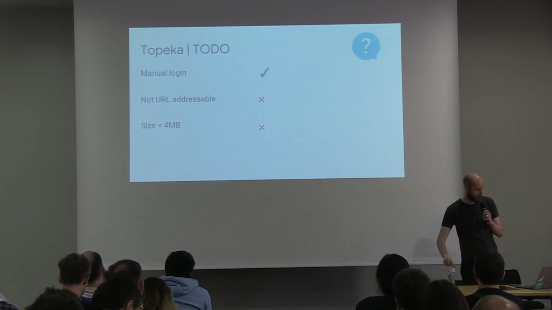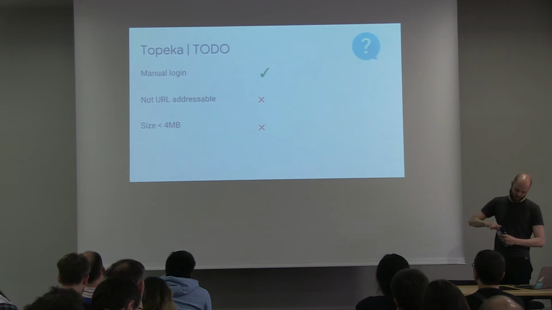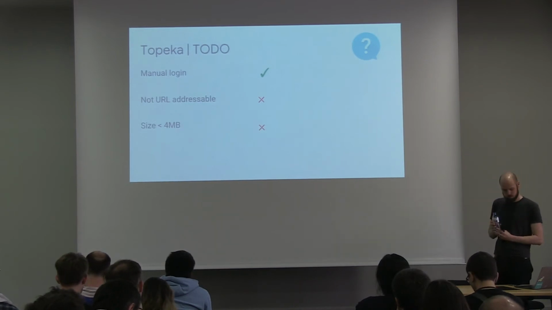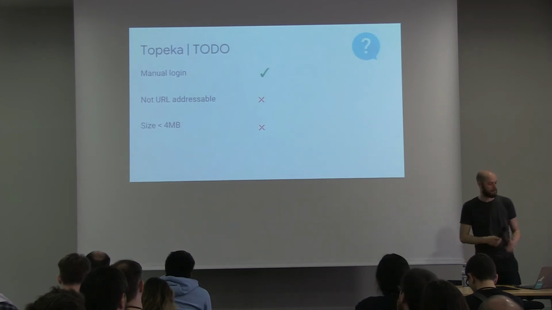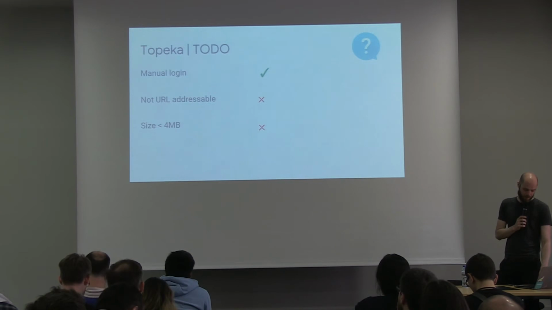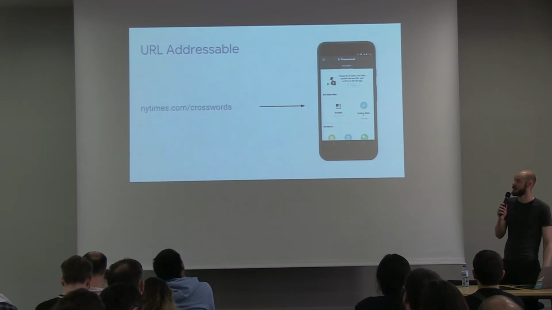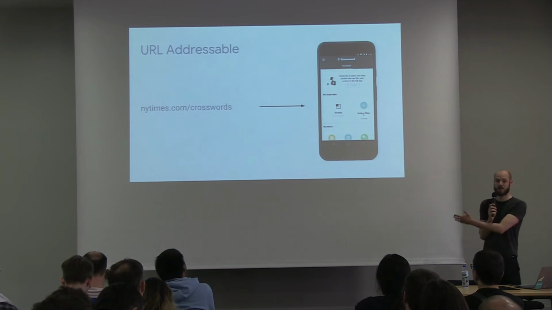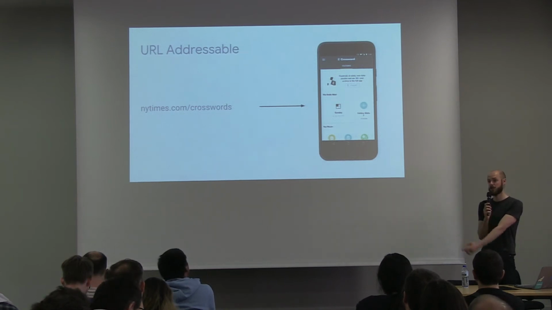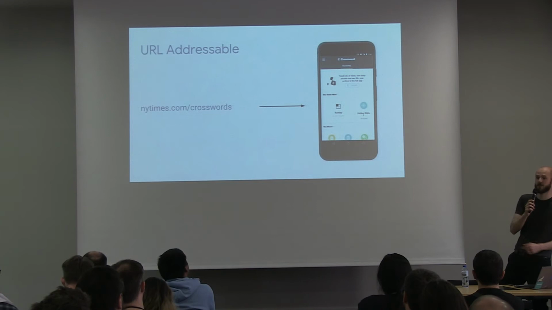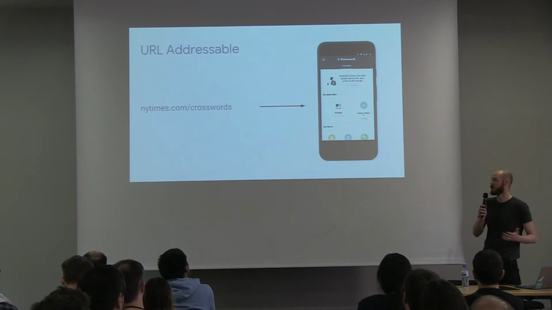That's URL addressability. So, what do you need to make your URL addressable? Well, firstly, this is what you actually want to do. Whenever you get a URL that is mapped to your instant app, you want your users to be directly directed to the instant app. That's literally all you want to have.